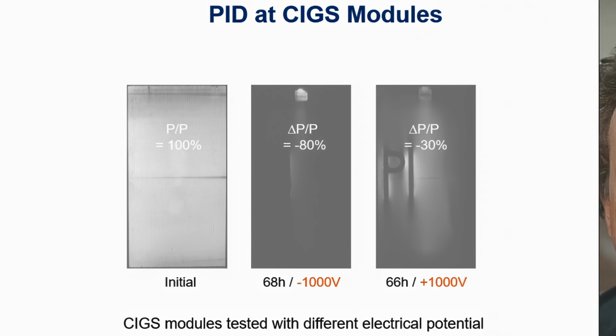This could not only happen at crystalline modules, even the CIGS modules are susceptible to PID. You see here the effectiveness of the CIGS modules. So you see here degradation of 80% if you apply this condition at minus 1000 volts and check it for 68 hours. If you do a reverse voltage, there could be also even some PID effect here, but degradation is much smaller. It's only 30%.